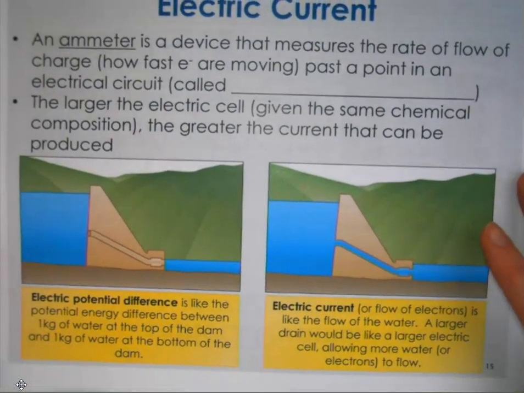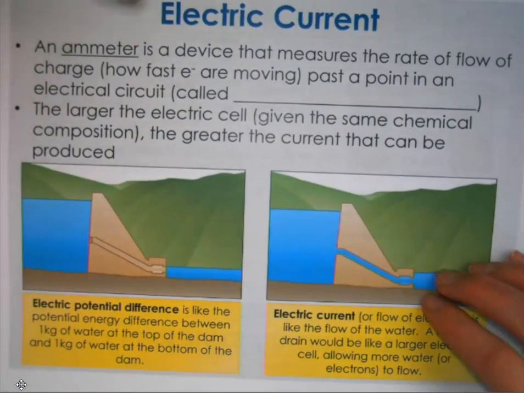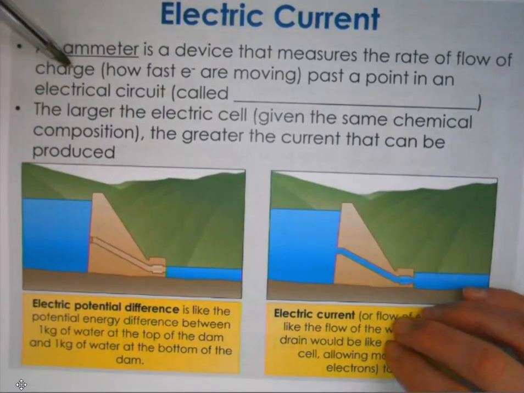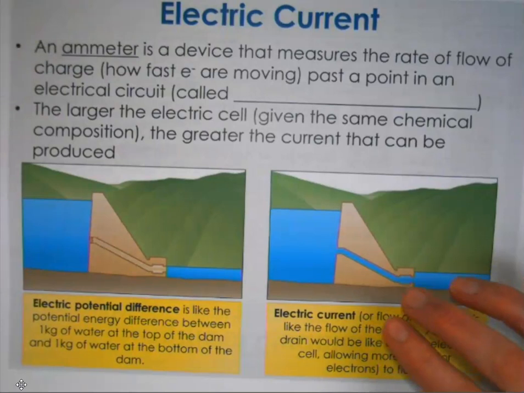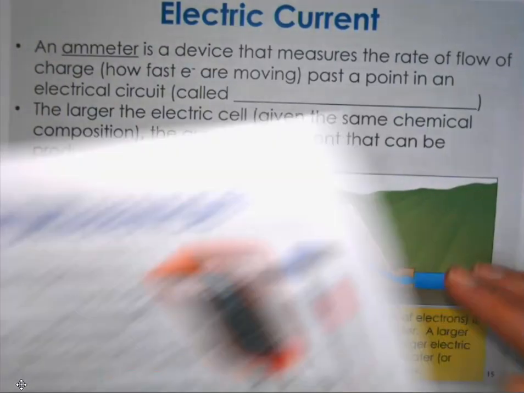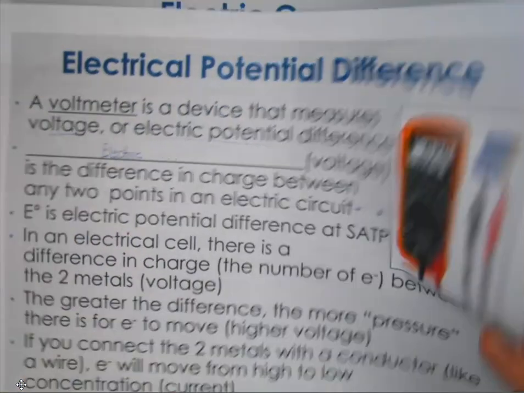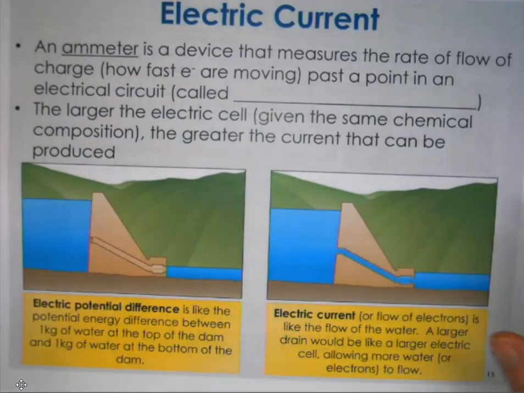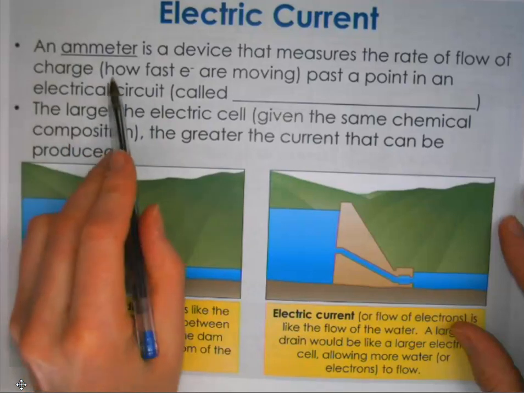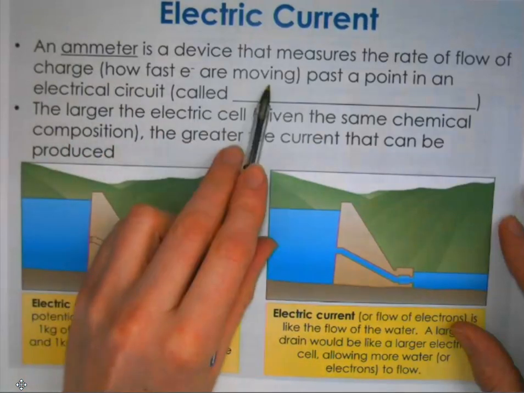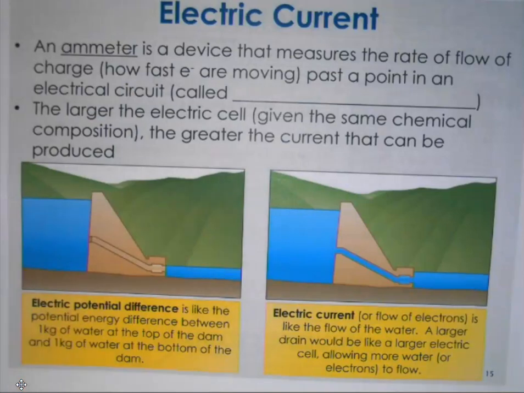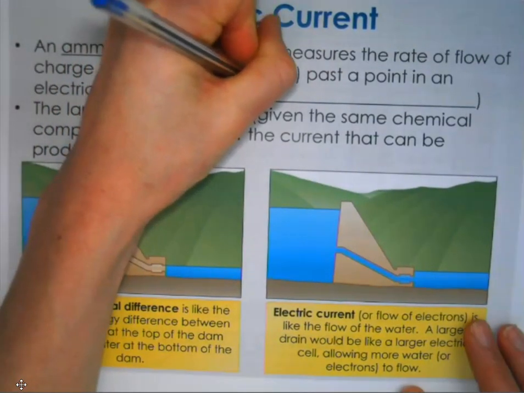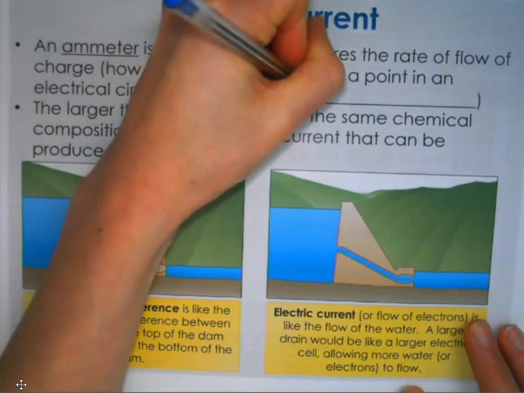Okay, another little piece of vocab here. An ammeter is a device that measures the rate of flow of charge. Keep in mind we talked about a voltmeter, which measures the electrical potential difference. So that's looking at the difference between those charges. Whereas with an ammeter, we're measuring how fast the electrons are moving past a certain point. And so this is actually measuring the electrical current.